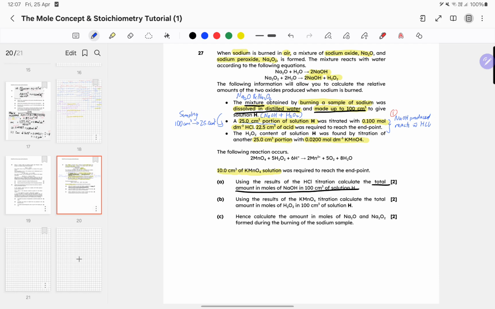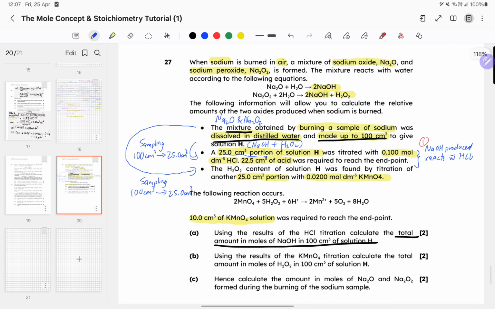So you notice here there's also another sampling going on from here all the way to here. Another sampling from 100 cm cube to 25.0 cm cube. Just take note there's no dilution over here, although they say made up to 100 cm cube. The problem is that we are dissolving the solid inside this 100 cm cube already. So when you dissolve solids in 100 cm cube of distilled water, there's no dilution.